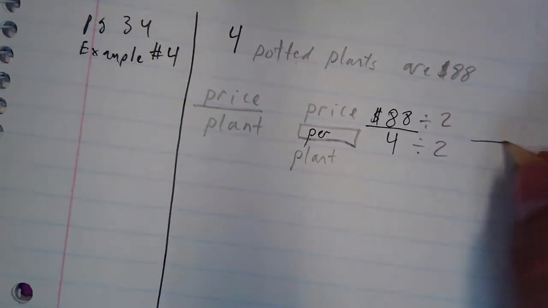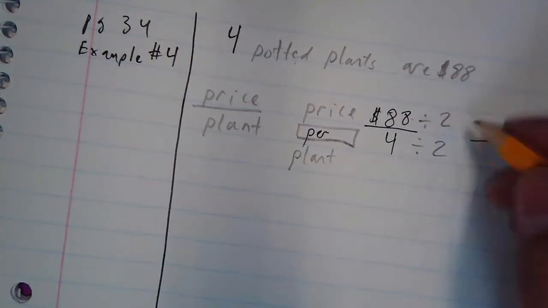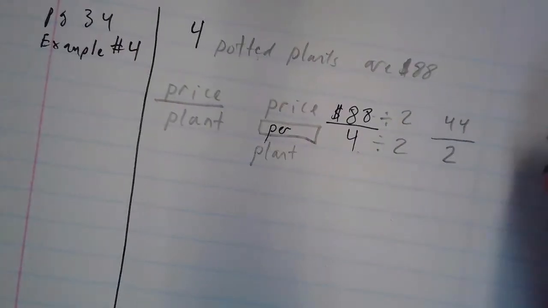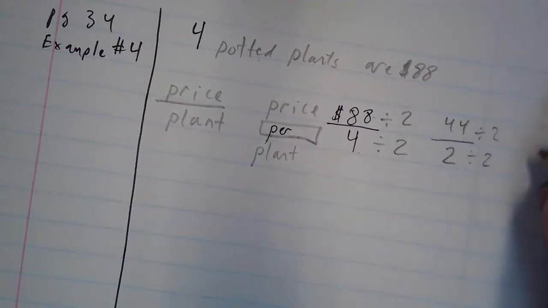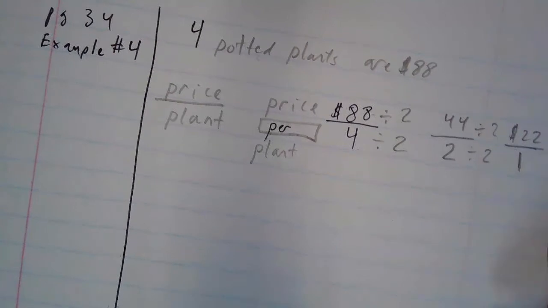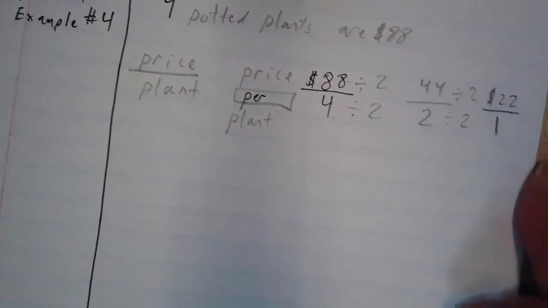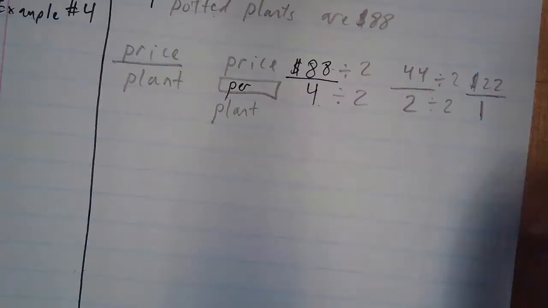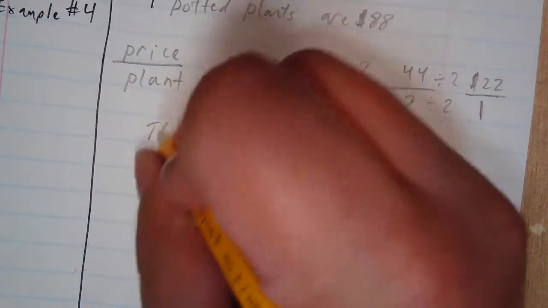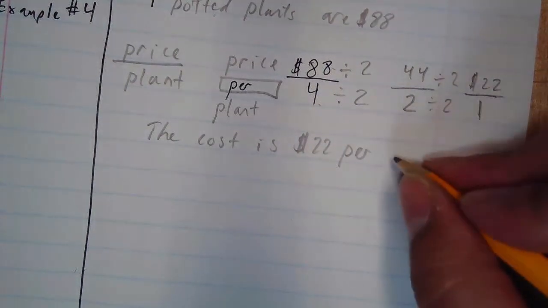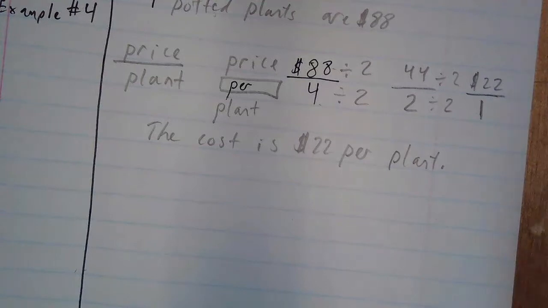But this works too. 88 divided by 2, 88 broken up into 2 groups is 44. 4 divided into 2 groups is 2. Now again, you have 2 even numbers. You can divide by 2. Again, the goal is to get 1 in the denominator. And now you have $22 per 1. Okay. So how does this work as a sentence? The cost is $22 per plant. And that's your complete sentence.